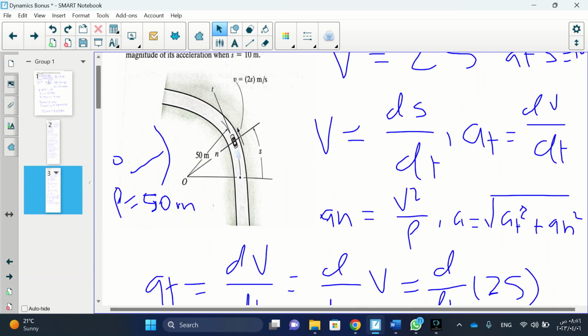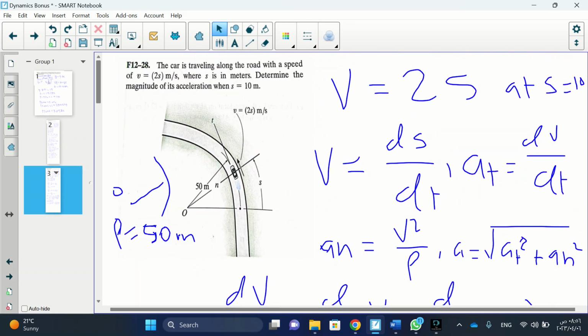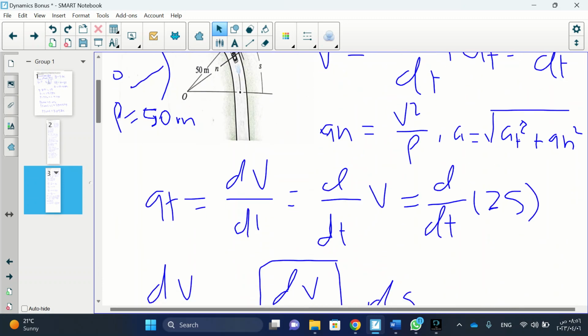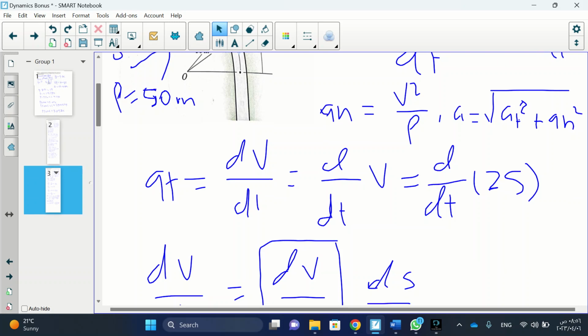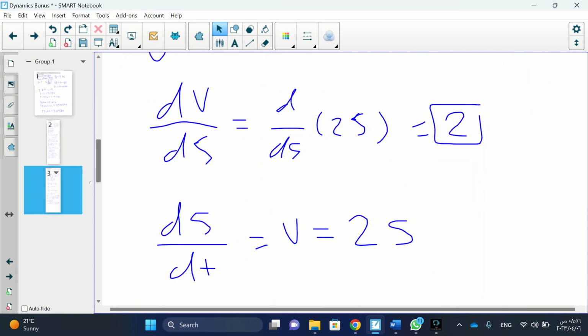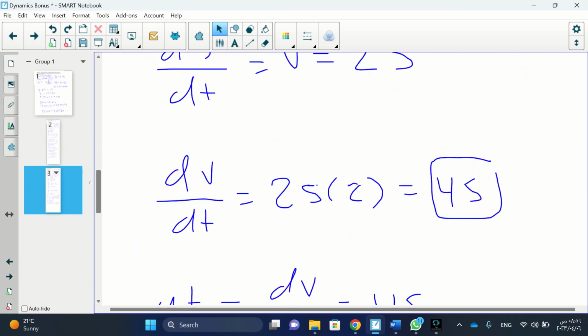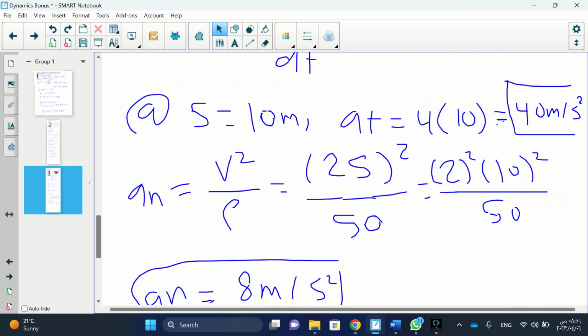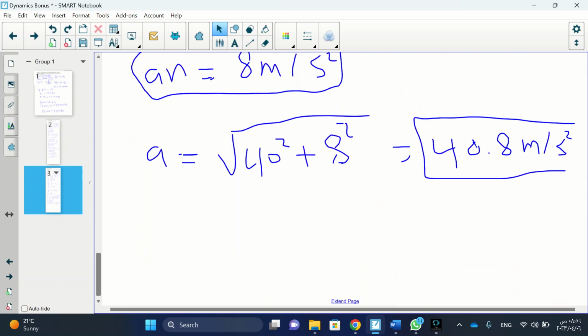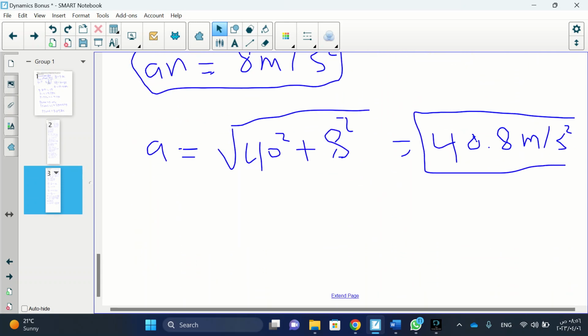First we found at using dv over dt, then we of course used the chain rule, and then we found a normal. A normal was pretty easy, and we put them in the square root and we square each of them, 40 square plus 8 square, and we got 40.8 meters per second square. This is the acceleration at s equal to 10 meters.